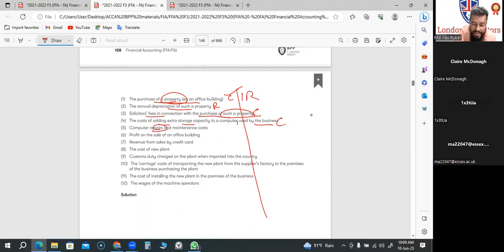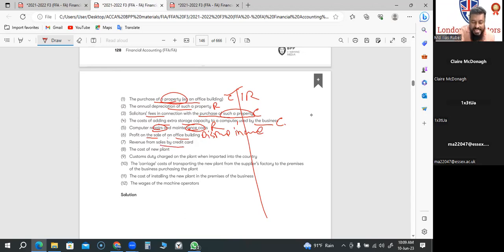Computer repair and maintenance. What do you think? Computer repair. Yes. Revenue expenditure. Brilliant. Profit on sale of, that's a disposal, isn't it? You sold some office building. This is neither capital expenditure nor revenue expenditure. This is a capital income. Disposal income, you can say. I'm helping you: asset income, disposal income.